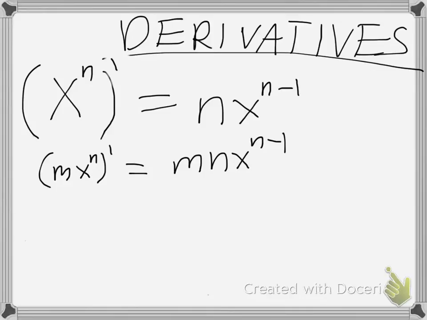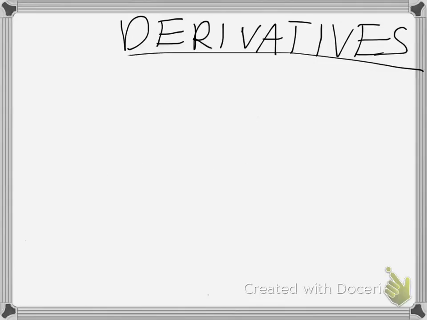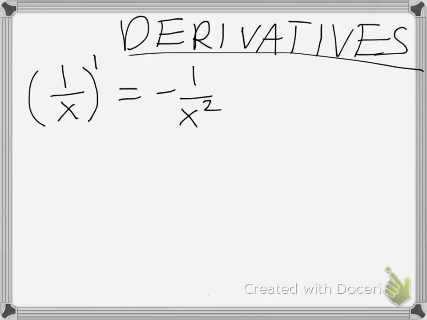Okay, so I'm going to erase this now. That's the power rules. And then we also have that the derivative of 1 over x prime equals negative 1 over x squared. This isn't a 1, this is a prime. So that's another rule.